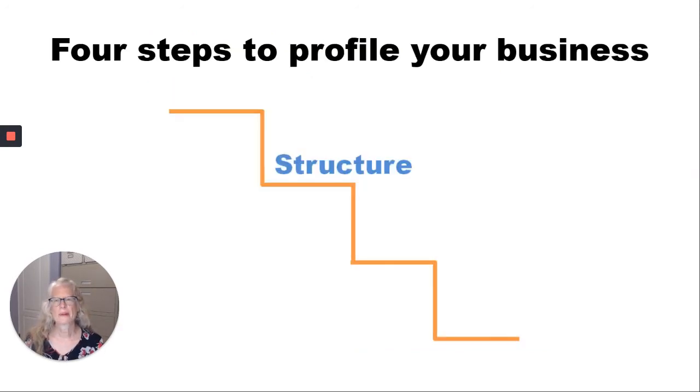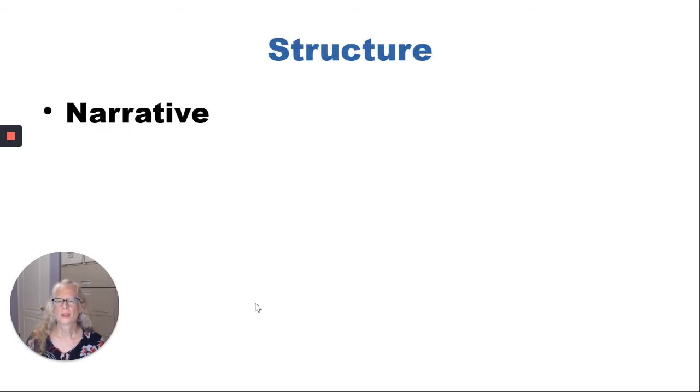So the next step in profiling your business, once you have what the basic story is, and you've got a rough outline of what you think it is, now you decide on the structure. There are lots and lots of structures, but there are 3 that work really, really well for business profiles. The first one is narrative. That is just the order that it actually happened. This happened, then this happened, then this happened, then that happened. It goes exactly in the order that it happened.